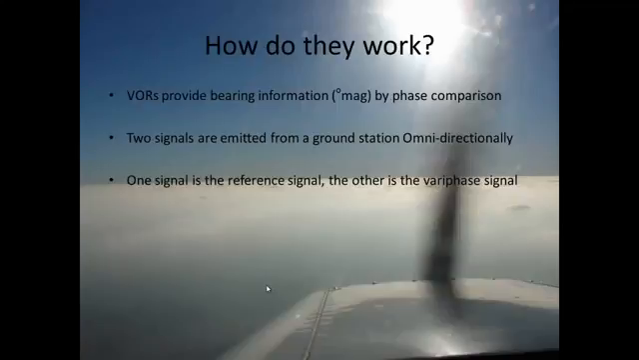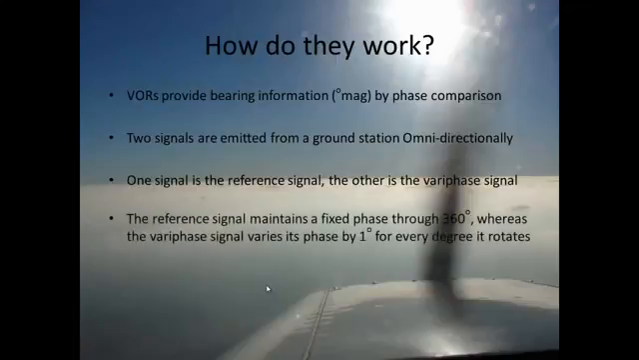As I've said, there are two signals. One's called the reference signal and one is called the vary phase signal. And as the name suggests, one is a reference and one varies. And your aircraft then judges the difference between the two to determine what radial you're on relative to the VOR.